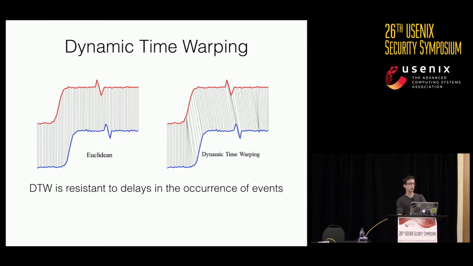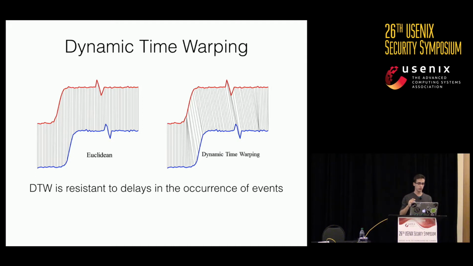But the problem is that even when you load the same page twice, there are some delays in the events, probably caused by the network, that will make one of the traces shift to the left or to the right. So at the end, you would end up comparing things that are completely unrelated. And the advantage of the dynamic time warping is that before calculating the real distance, it tries to find the optimal alignment between the 2 traces.